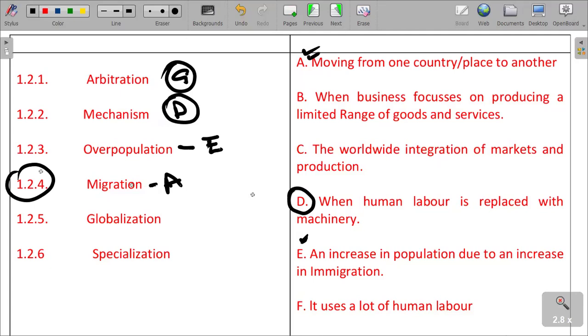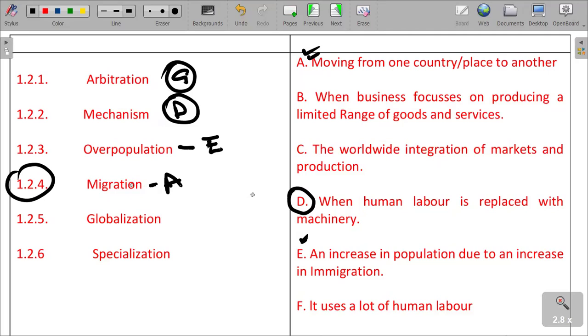And then what is globalization? Globalization is the interconnectedness of the world, having a single market, people being able to buy and sell across the globe. So, what is globalization? Number five.